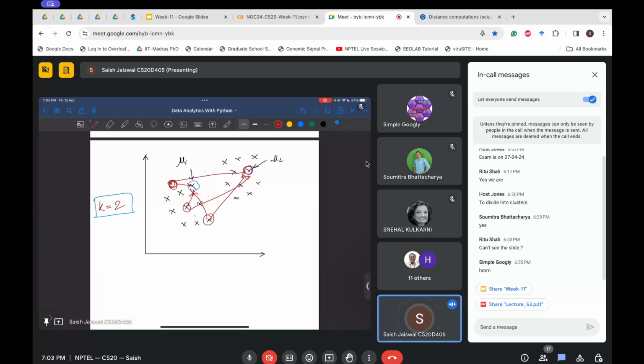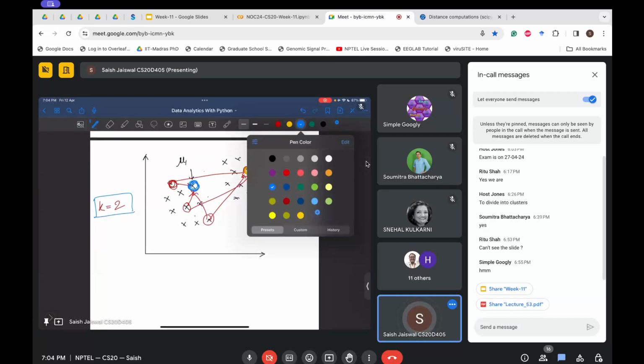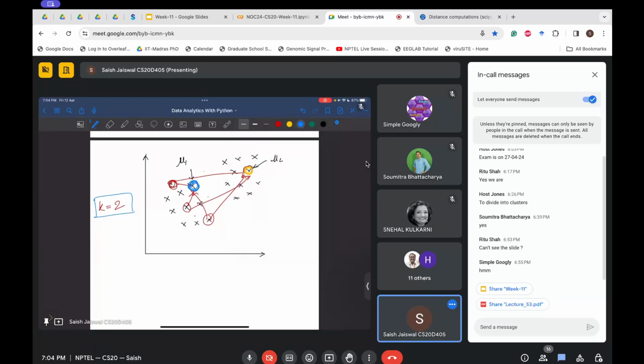Now whichever mean is closer to that data point, you will assign that data point to that mean. What do I mean by assignment? Let's say we color this as yellow and this as blue. All these data points over here have a shorter distance with respect to this mean compared to the other one. So all of these will be assigned this blue label.